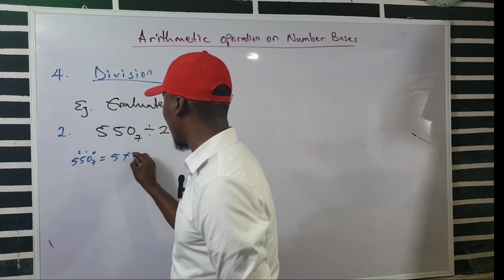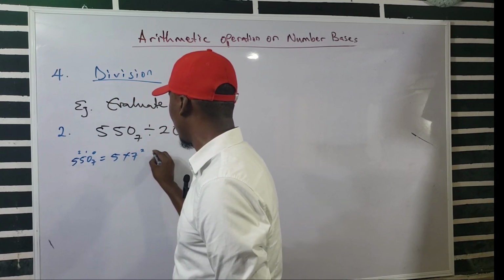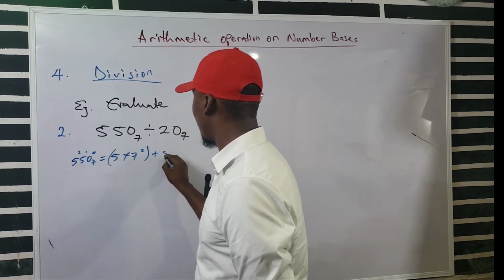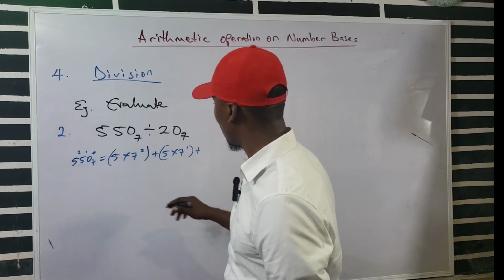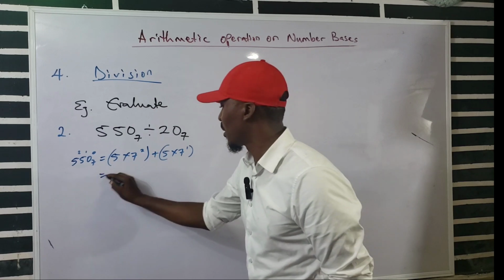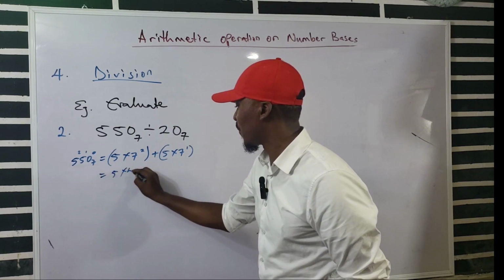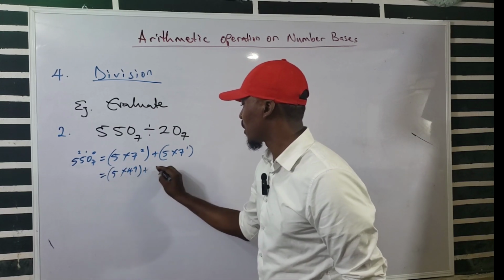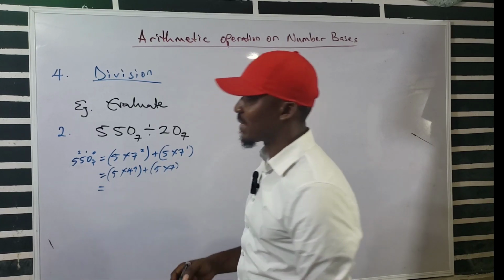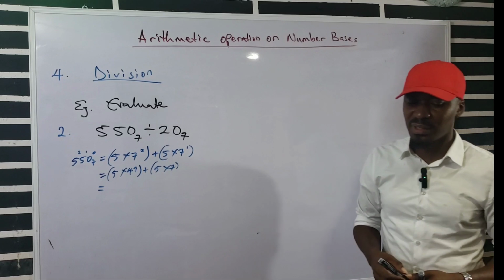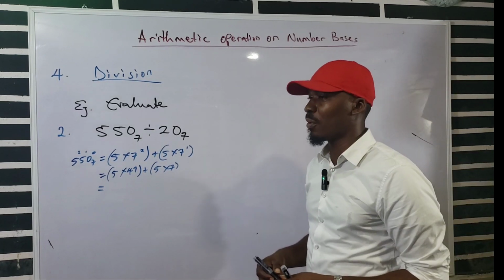That'll give us 5 times 7 raised to power 2 plus 5 times 7 raised to power 1 plus, that one is 0, I don't need to do it. So that will give you 5 times 49 plus 5 times 7. 5 times 49, that will give us 245.